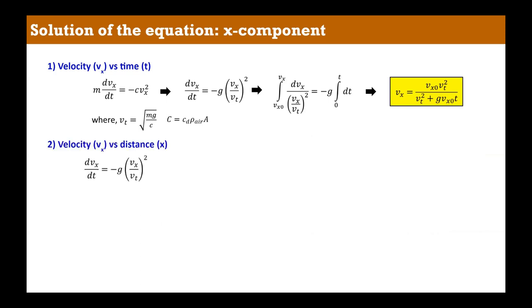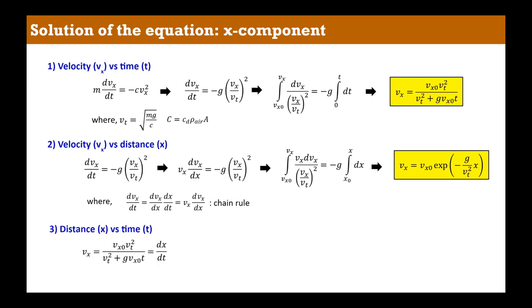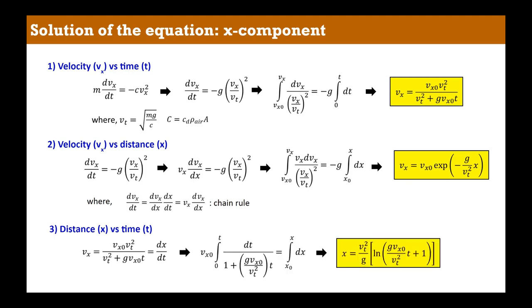We also wanted to calculate the velocity versus distance in the x direction. Our initial equation is the same as the second equation used to find velocity versus time equation. We used chain rule and then integrated both parts to find the final equation in the yellow box. Then we moved on to find the equation for distance versus time. This we found easily by integrating the first equation of velocity versus time to find the final equation in the yellow box.